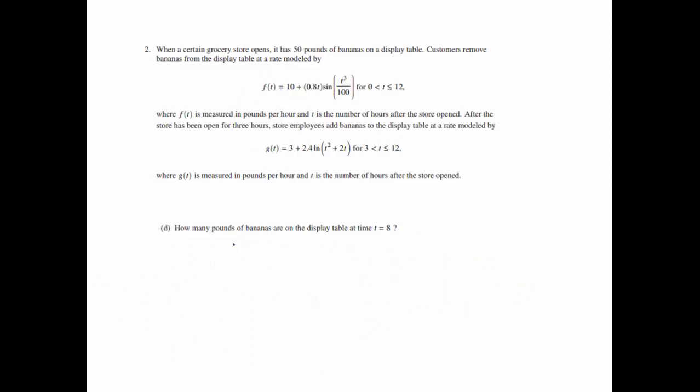Right, then part D, how many pounds of bananas are on the display at time t equals 8? Okay, in order to figure out how many pounds are there at the end of the day, we need to figure out how many did we start with, plus how many were added, minus how many were removed. So that's where we're going to be set up. So we started with 50 pounds of bananas when the store opened. So 50 plus how many were added.